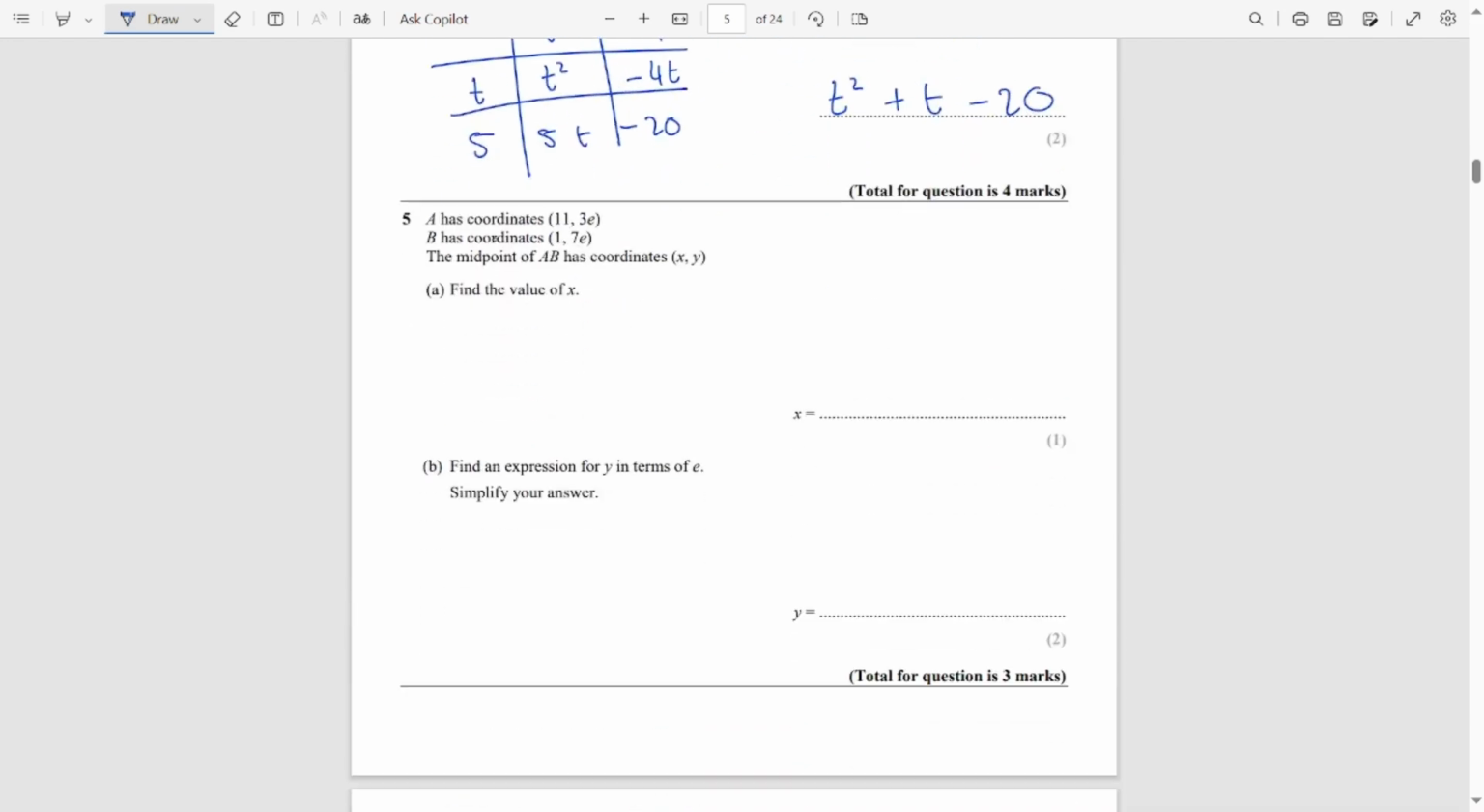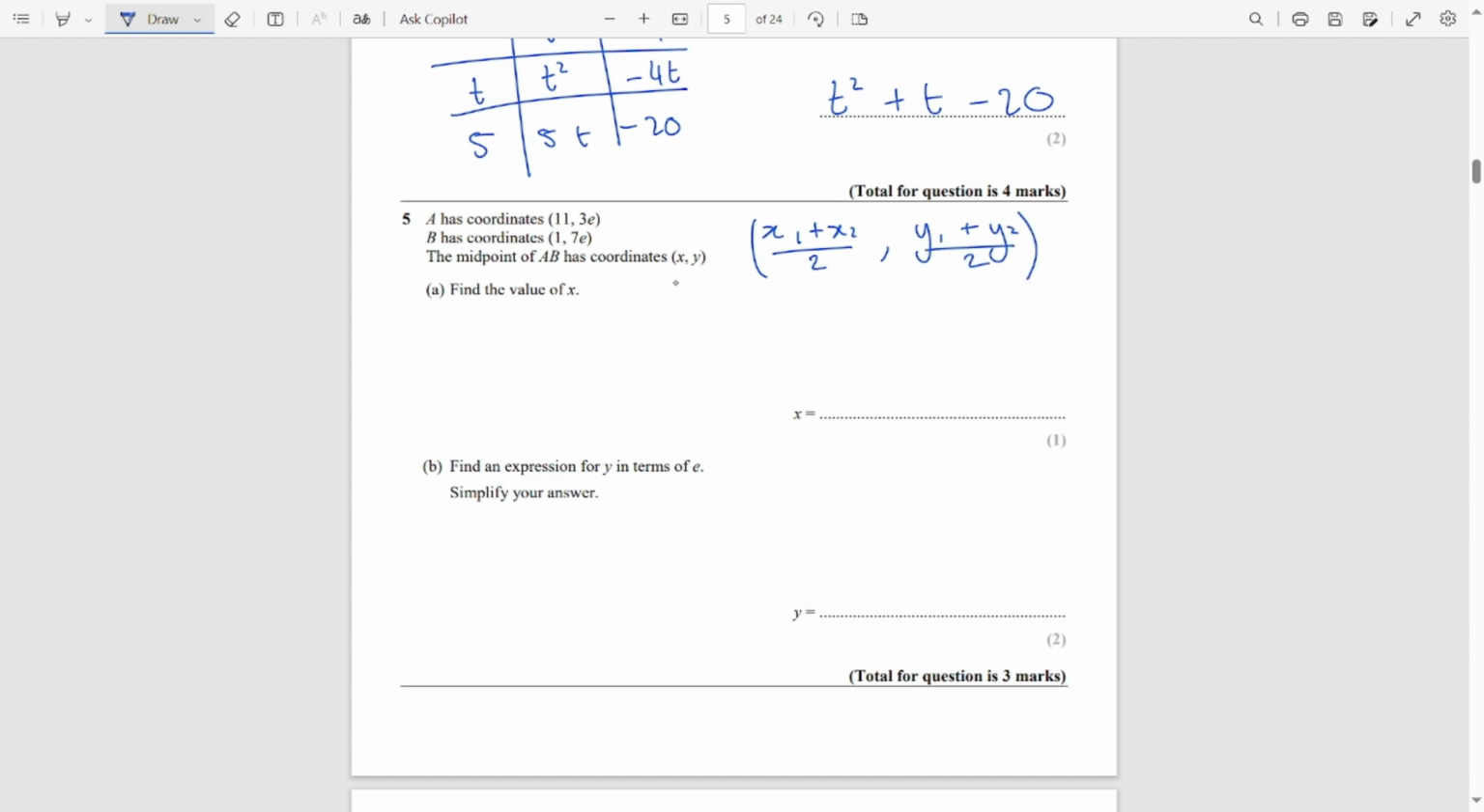So here we're asked to find the midpoint of 2 points A and B. To work out the midpoint, what you do is you add together the two x coordinates, so x1 plus x2, and divide by 2. You're essentially taking the average of the x coordinates, and then you also take the average of the y coordinates, and that will give you the midpoint.